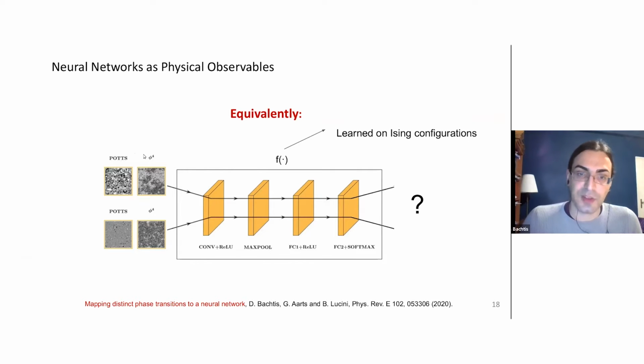So if we give these configurations as input to this Ising-trained neural network, will we get the proper result? In other words, will this Ising-trained neural network be able to accurately separate the phases for these systems?